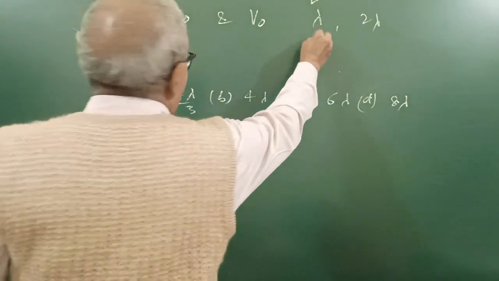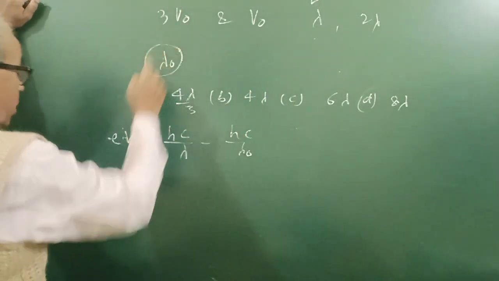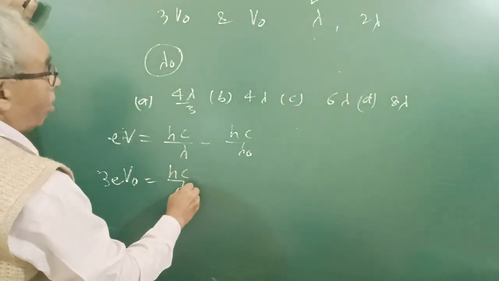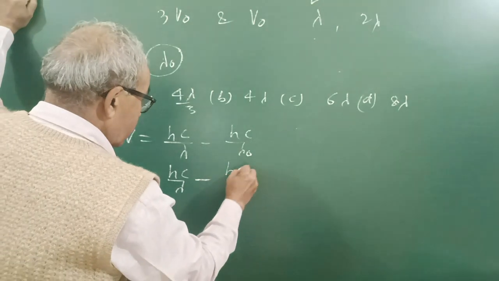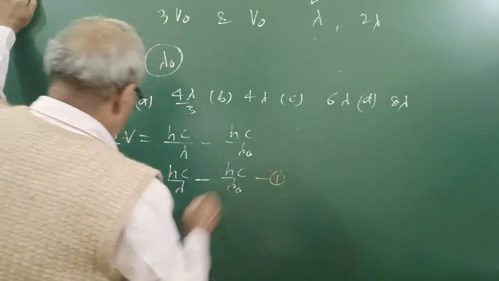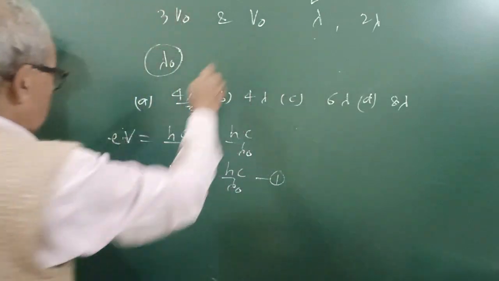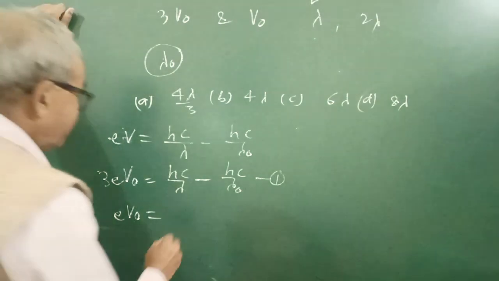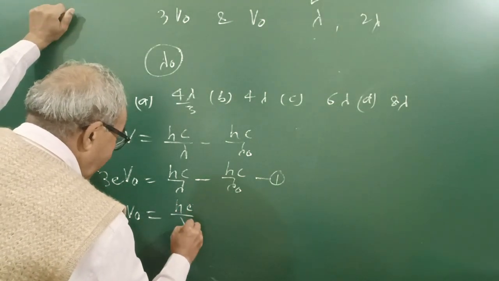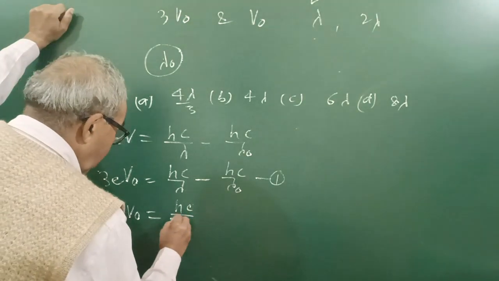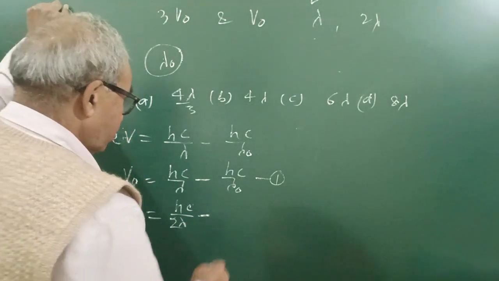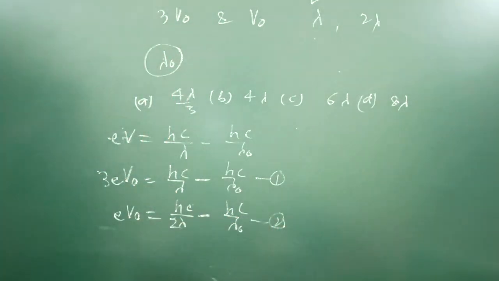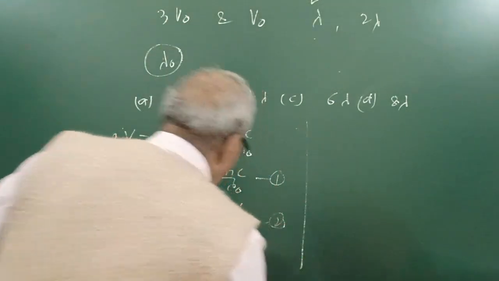So when the wavelength is lambda, 3eV0 is equal to hc upon lambda minus hc upon lambda 0. Now for 2 lambda it is V0. So eV0 is equal to hc upon 2 lambda minus hc upon lambda 0. Now how will you solve this for lambda 0?